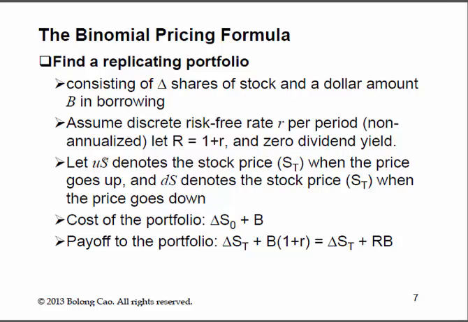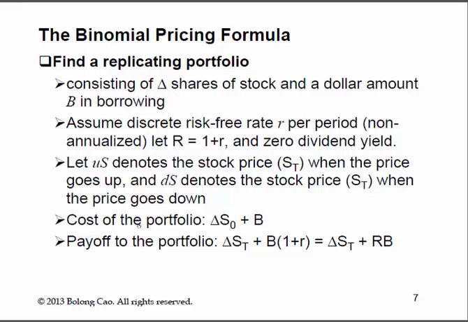Let u be the proportion when the stock price goes up. So uS is the stock price when the underlying price goes up. And d is the proportion when the stock price goes down, denoting the expiration underlying price when the price goes down. So in the up state, the stock price at the expiration is uS, and in the down state, the stock price at the expiration is dS.